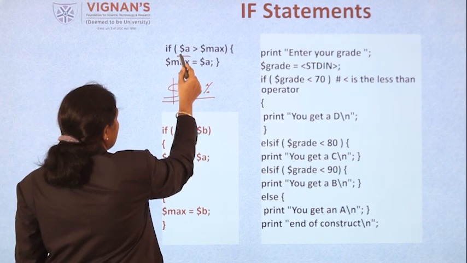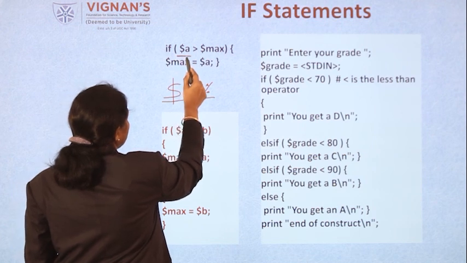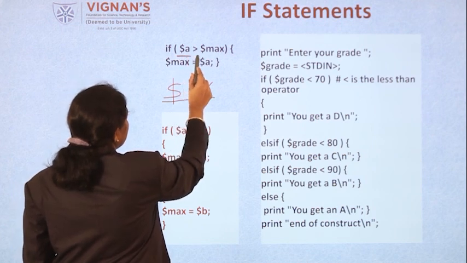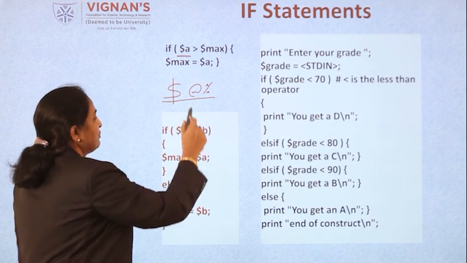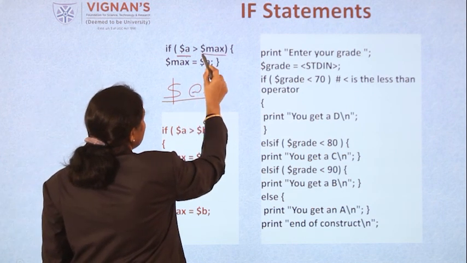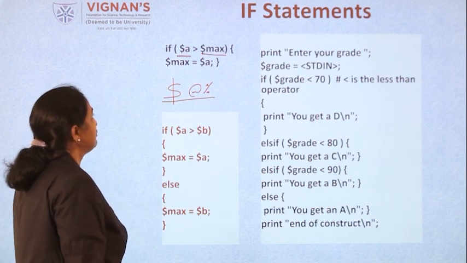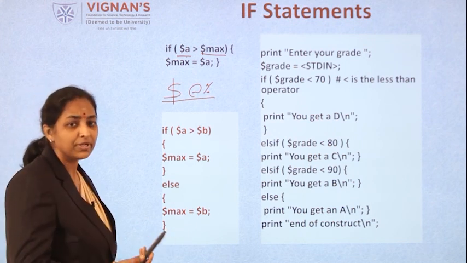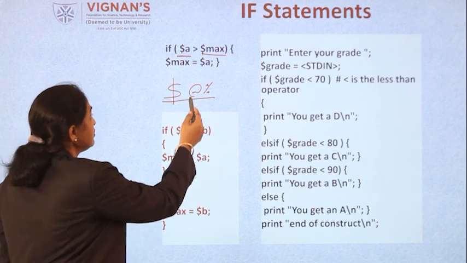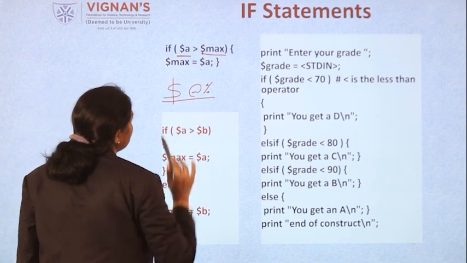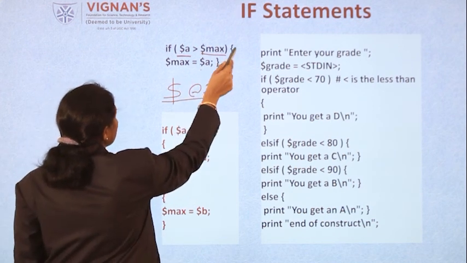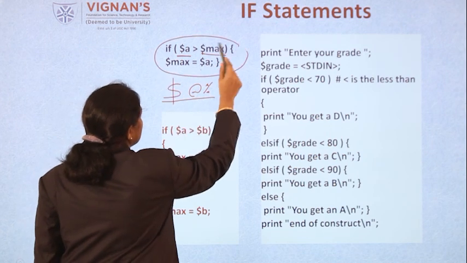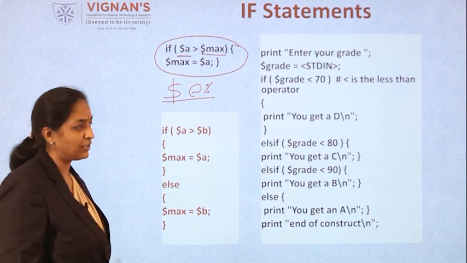So it is a dollar, a scalar variable. If the scalar variable A is greater than maximum, where a variable maximum is there, then simply set your threshold maximum to A. A should be assigned to the maximum. So here it is a simple if statement.